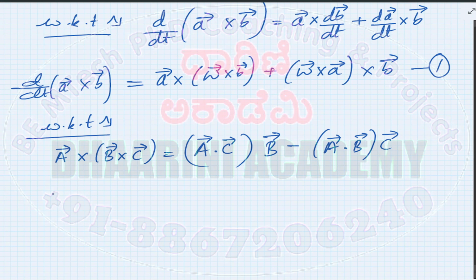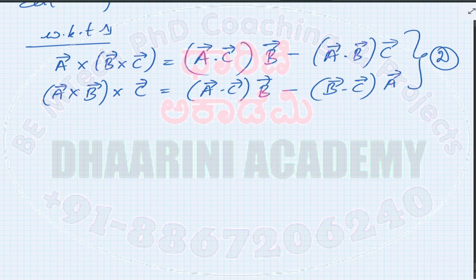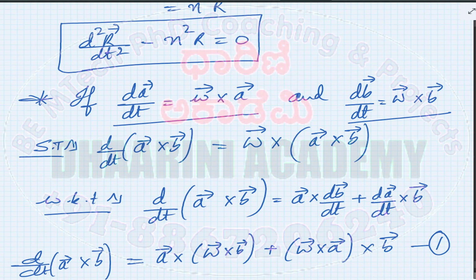I will write another version of the same equation. This is also useful now. If you have vector a cross vector b cross vector c, then this can be written in the following fashion: vector A dot vector C times B vector minus B vector dot C vector times A vector. This is what I am going to call equation number 2. Let me substitute equation 2 in equation 1. I am trying to convert equation 1 into the above said format.